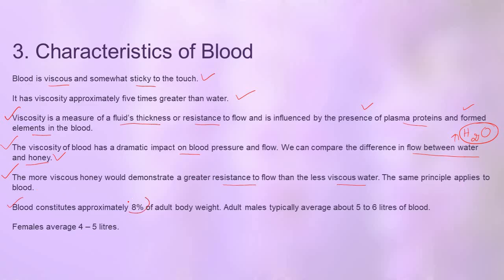Blood constitutes approximately 8% of adult body weight. Out of 100%, 8% of the body weight is taken by blood. Adult males typically average about 5 to 6 liters of blood. Females average 4 to 5 liters. Female is slightly less in the amount of blood, that is 4 to 5 liters.